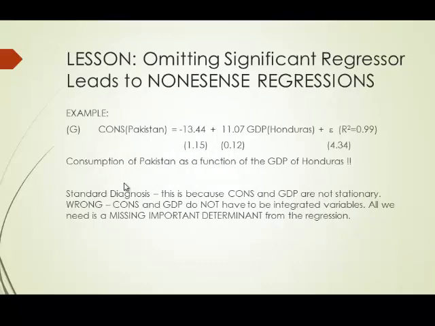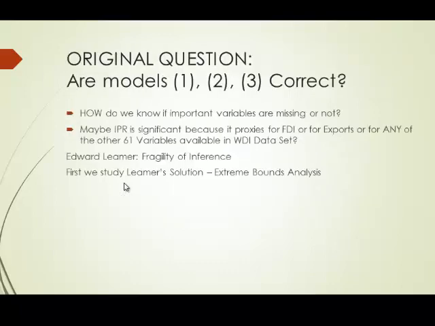Alright, so the basic lesson is that omitting significant regressors leads to nonsense regressions. So if we come back to the original question, are models 1, 2 and 3 in the papers that were submitted to PDR correct? The answer is we don't know, because we cannot know whether or not significant variables were omitted. So if somebody finds that the IPR is significant, we say, well, are you sure you have included all relevant variables?